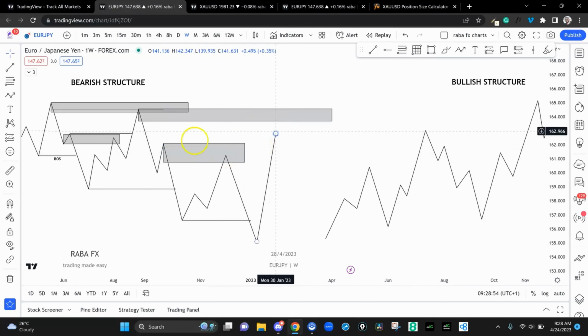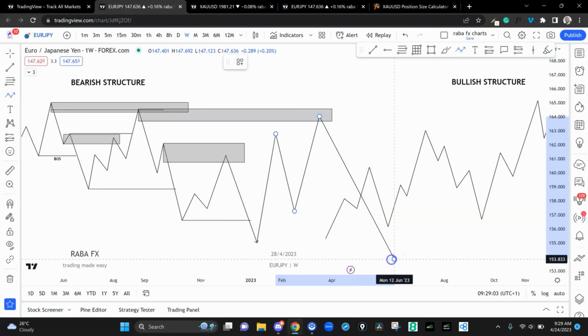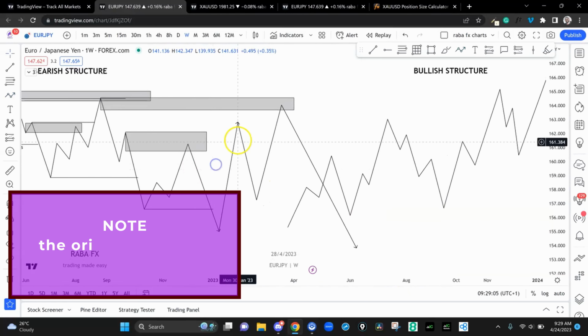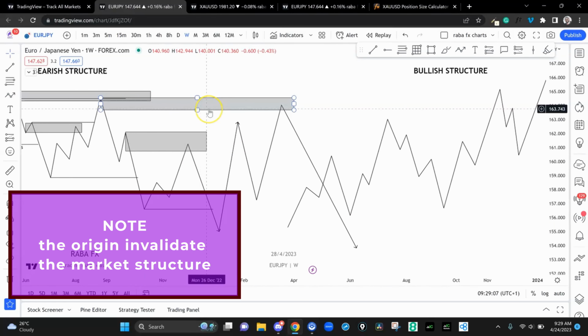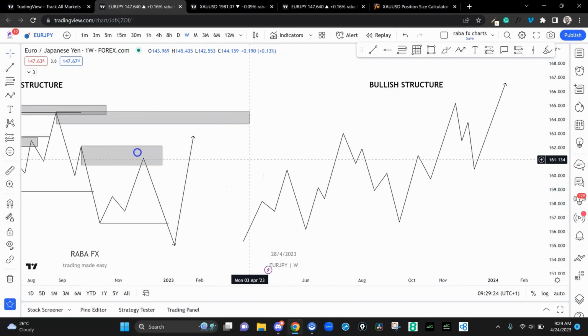This may happen. Price comes back down. Most people look for a buy. But what happens? Price taps into this origin and then continues going lower. That's what I want you to look at. Because the origin will invalidate the structure, not the flip zone. The flip zone may break structure, but price may come back into the origin and still continue that market structure. So you need to understand all of this. So this is for a bearish market.